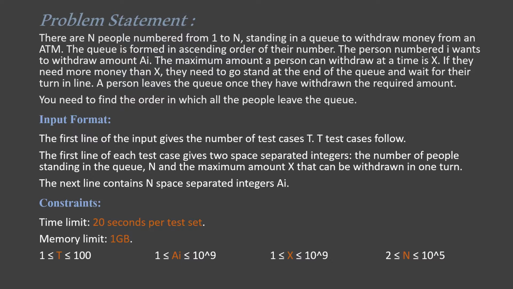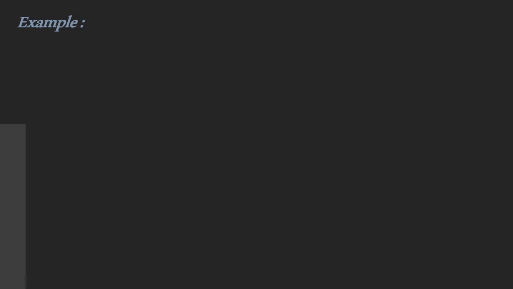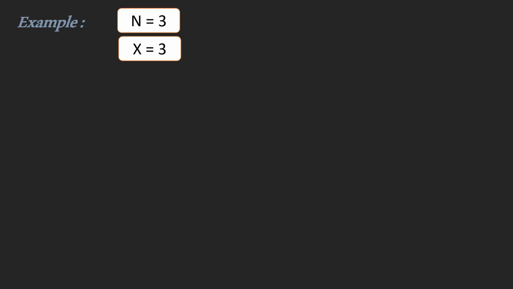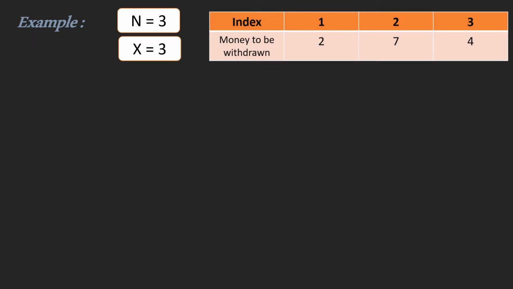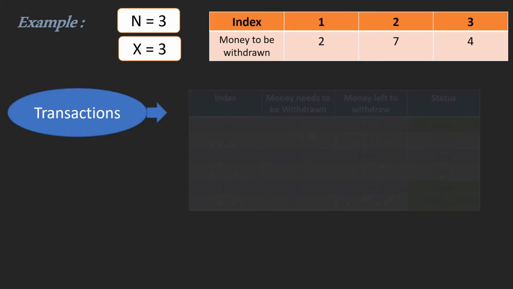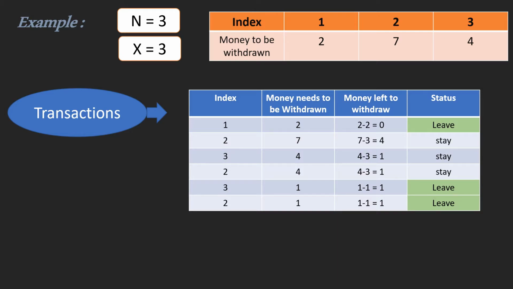Let's look at an example. The value of N is 3 and X is also 3. The amount of money to be withdrawn is as shown. Let's look at how the transactions will take place. The first person at index 1 will be able to withdraw the full amount that he needs, which is 2, and will leave. The second person will be able to withdraw 3 out of 7 and will need to stay in the queue. The third person will also need to stay in the queue.